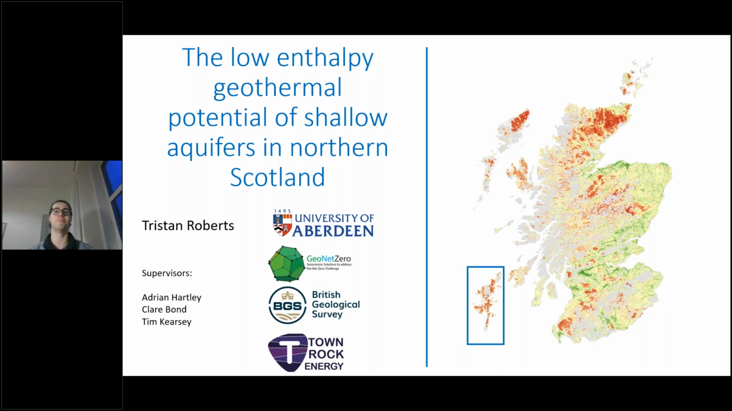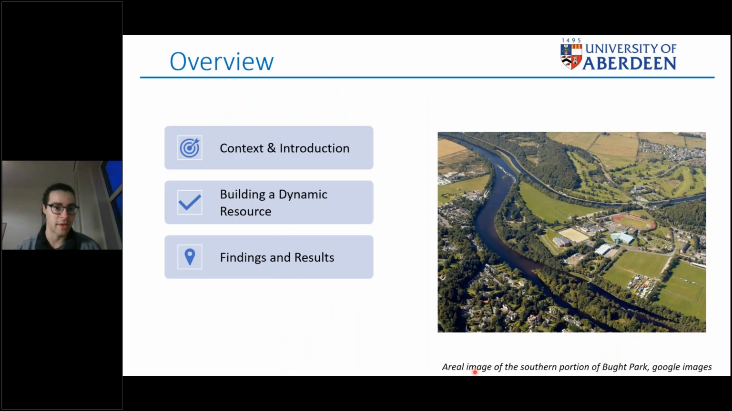So that includes most of Scotland, well, basically all of Scotland. I've made a geothermal potential map, which is what you're seeing on the right, just here. Yeah, a sneaky preview. And I'll go through all this and tell you what I've made. So Hez has told you about GeoNet Zero, so my supervisors are with the British Geological Survey, and Tamrock also gives a little bit of advice here and there on the project, which I'm very thankful for. So yeah, I'll go over a bit of context and introduction, and I'll tell you how I've built my resource and what it's talking about, and then the findings and results.